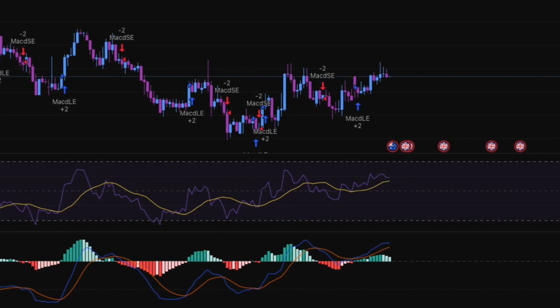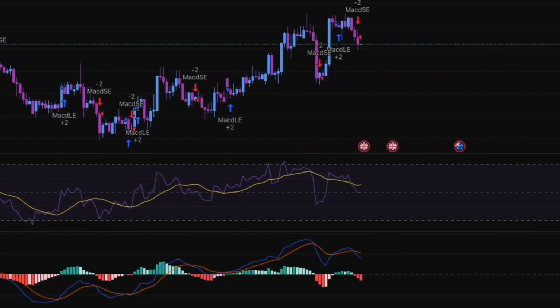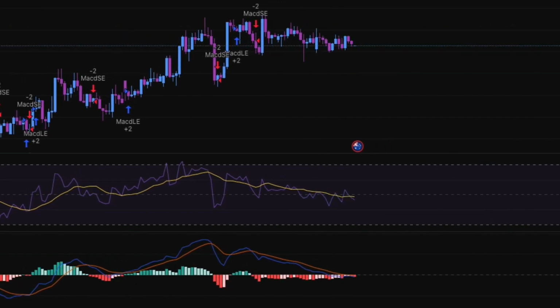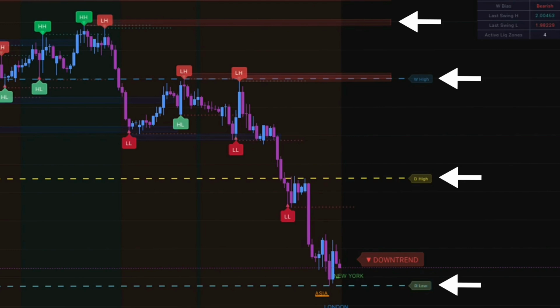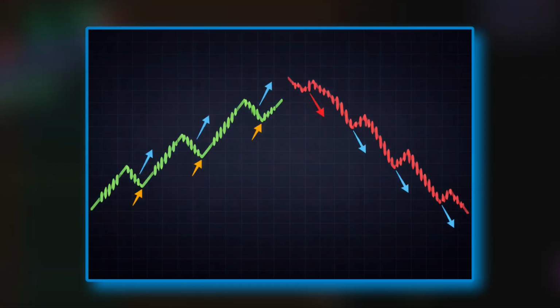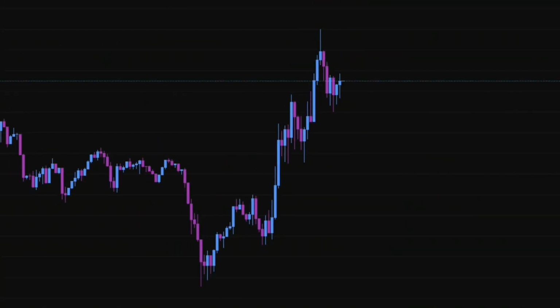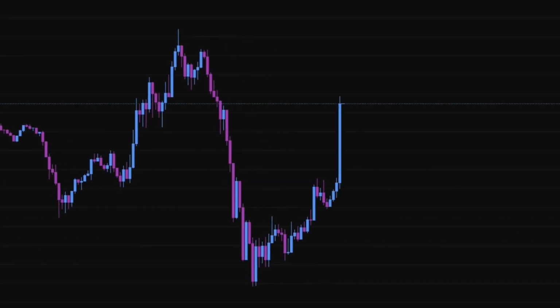Most market structure indicators only react after price has already moved. They don't tell you who's in control, where liquidity is sitting, or whether a move is genuine or engineered. This indicator combines swing structure, liquidity zones, session timing, and trend filters into one framework, so you're not analyzing price in isolation. The problem with traditional market structure is that traders treat it mechanically. They buy higher highs, sell lower lows, and ignore where those moves are happening.